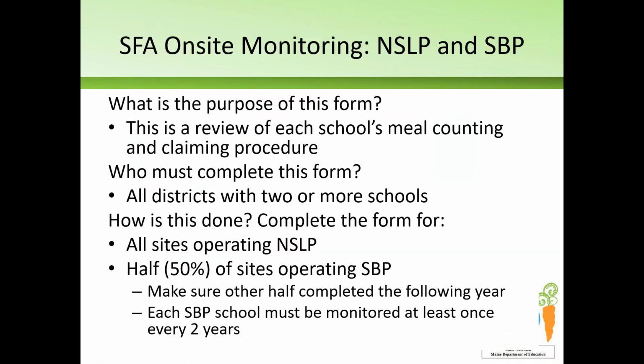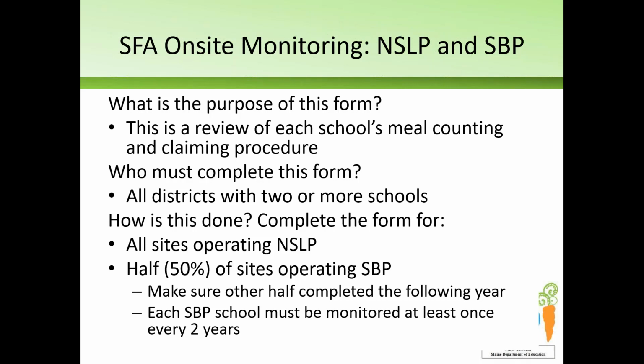Here's some basic information about the purpose of the SFA on-site monitoring forms for the National School Lunch and School Breakfast Program. What is the purpose of this form? This is a review of each school's meal counting and claiming procedure. Who completes the form? All districts with 2 or more schools. So if you are a district with only 1 school, you are not required to do this process.